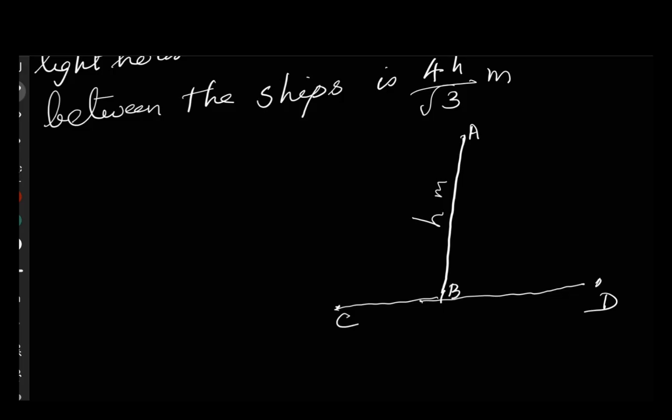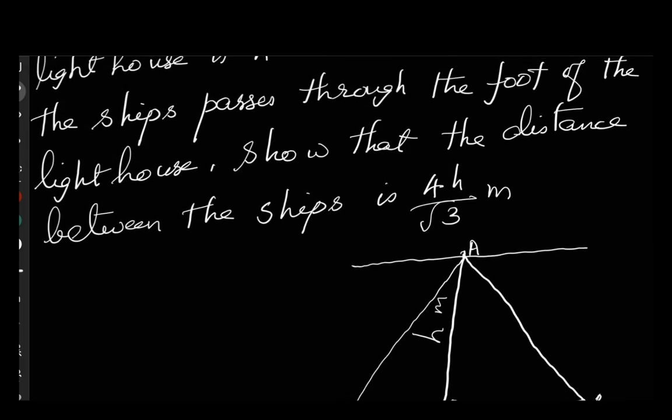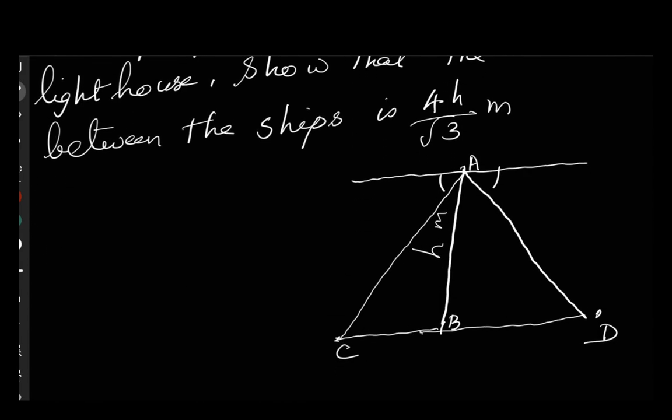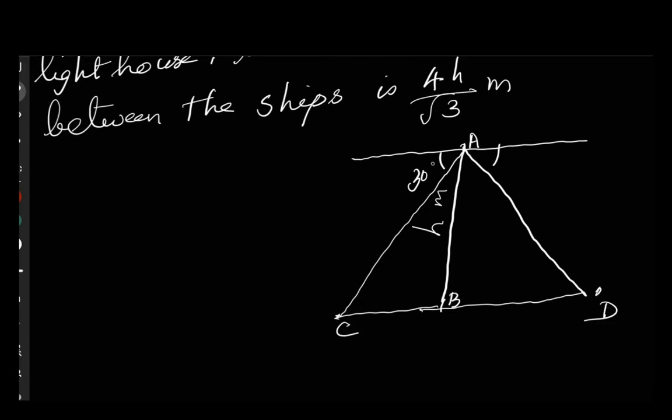Given, the person is standing on the top of the lighthouse. So his normal side is this. And he is looking at the position of two ships, ship C and ship D. See here, in both the cases you are getting the angle of depression. One is 30 and the other one is 60. Question, find the distance between the two ships.